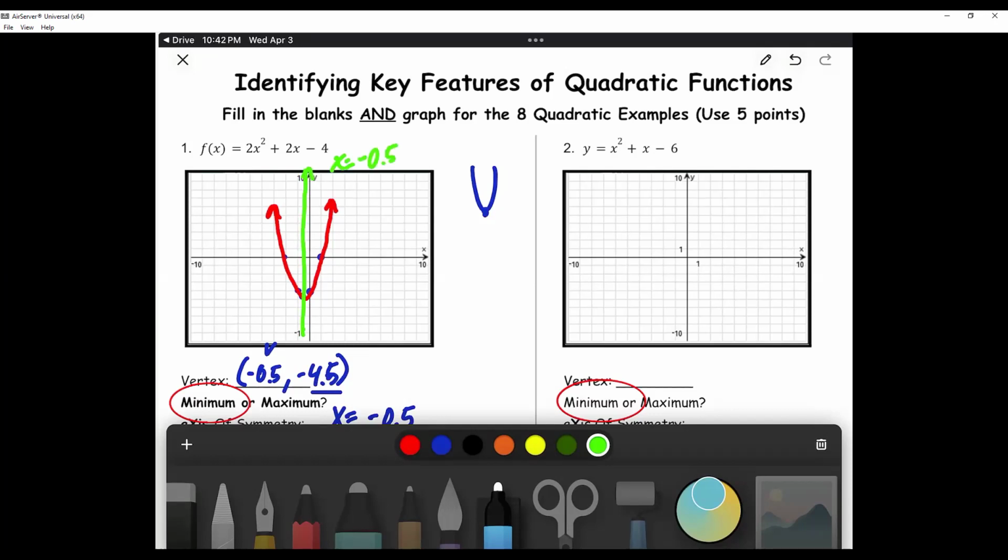You don't have to draw the axis of symmetry. I just did that to show you. But that's what you're doing. You're going to do that for the other 7. And then you're going to turn it in. I just need you to be able to identify the key features, know what they are. If I ask you for the axis of symmetry, if I ask you for the vertex, you guys should be able to answer that.